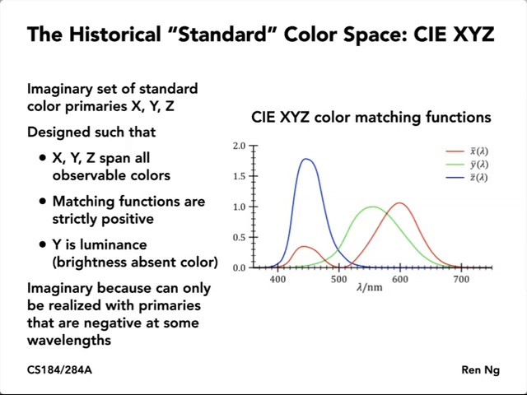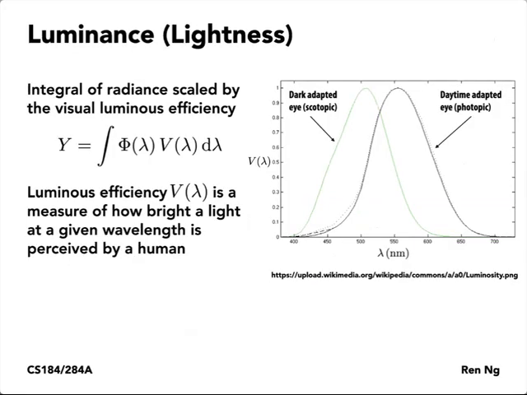Another property is that it's just 3 values, 3 numbers. The Y, the middle value, was chosen to represent luminance. That's the brightness in the absence of color that I was saying before. So that allows us to separate into chromaticity, which is the color component, and the Y, which is how bright, or the luminance. And it's an imaginary color space in the sense that you could never realize this, because with this definition, the primaries have to be negative at some wavelength. So you could never build a display that had this. This is purely a representational file format, or mathematical construct.